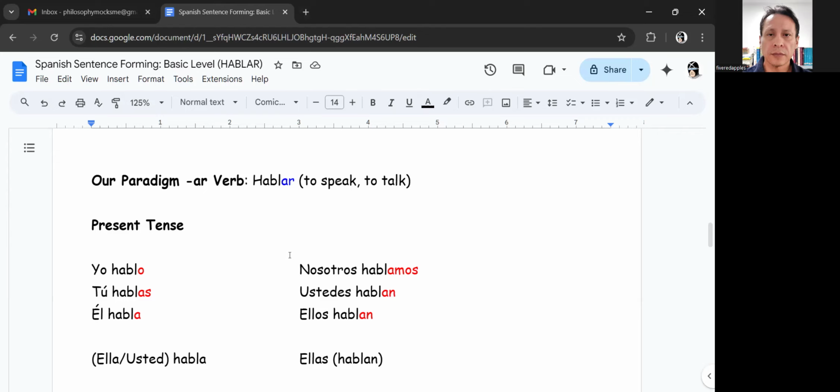And below you can see I have the ella habla and usted habla, which is the polite you. And also below the ellos, I have the ellas hablan. Okay, but we want the nice, neat chart. Yo hablo, tú hablas, él habla. Nosotros hablamos, ustedes hablan, ellos hablan.